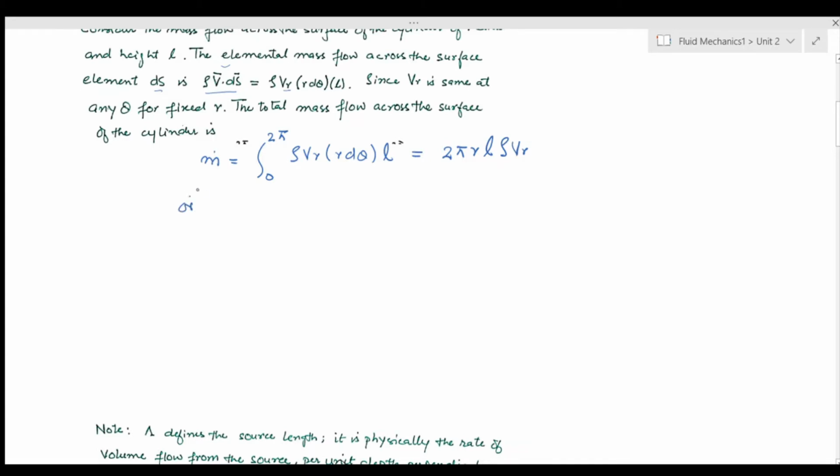Or I need to find volume flow rate, which would be mass flow rate divided by density. This m dot tells me mass flow rate, actually. Volume flow rate, now I am showing volume flow rate by this symbol V, this slashed V. This would be 2 pi r L times VR.